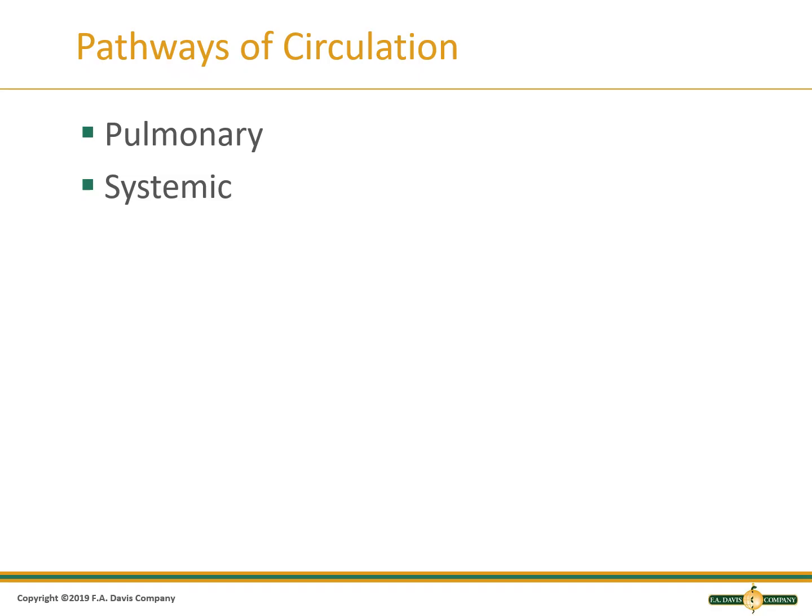So we learned about blood flow inside of the heart, and these pathways of circulation talk about blood leaving the heart. Pulmonary circulation talks about going to the lungs. Systemic circulation talks about blood going to the body from the left ventricle. Okay, pulmonary circulation, blood starts out deoxygenated and becomes oxygenated. Systemic circulation, blood starts out oxygenated and returns deoxygenated.